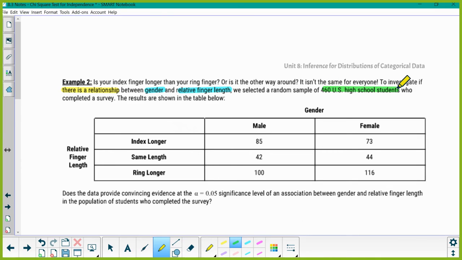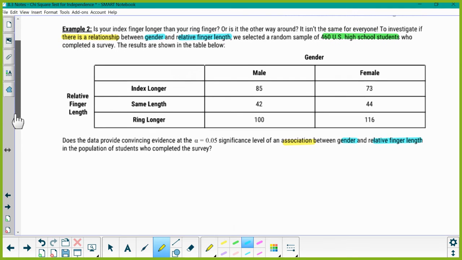That is a big key giveaway that this should be an independence test. And when I go on to the actual question portion, does the data provide convincing evidence at the 0.05 significance level of an association between gender and relative finger length in the population of students who completed the survey? So, again, they did give us that language of association, big giveaway, but you can kind of decipher from what do I actually have to work with. 1 population, 2 categorical variables.